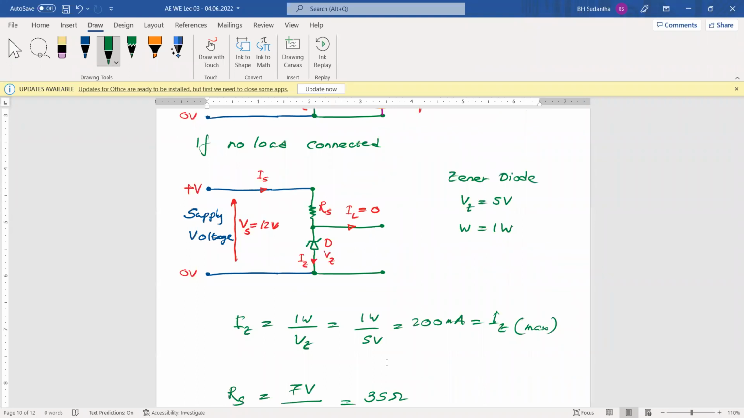If you don't put this 35 ohm resistor here, more than 200 milliampere can go through the Zener diode, and then the Zener diode will be damaged. To protect the Zener diode, we have to find the maximum Zener current. According to the maximum Zener current, we have to find the RS resistor. Is it okay?